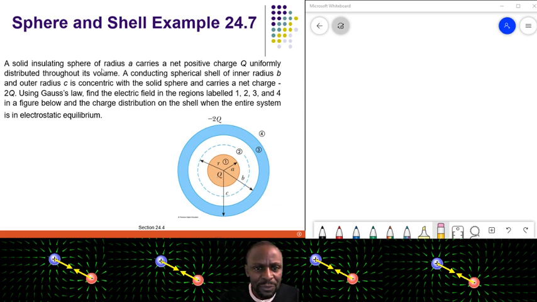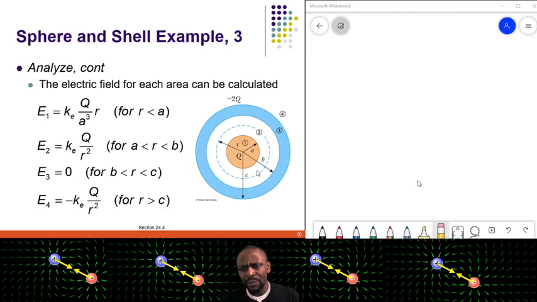Now, a solid insulating sphere of radius A carries a net positive charge Q uniformly distributed through its volume. Now, a conducting spherical shell of inner radius B and outer radius C is concentric with the solid sphere and carries a net charge 2Q. Using Gauss' law, find the electric field in the regions labeled 1, 2, 3, and 4 in the figure below, and the charge distribution on the shell when the entire system is in electrostatic equilibrium. Now, it is in electrostatic equilibrium. Therefore, as a result, for region number one, we have already done that.